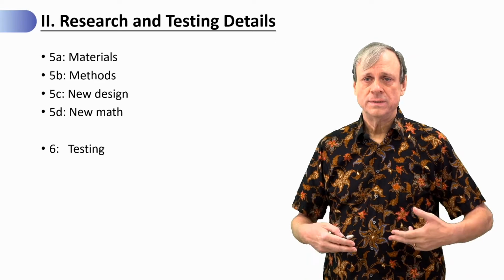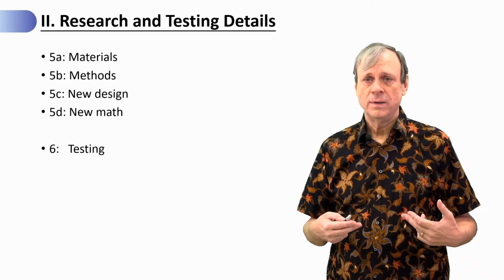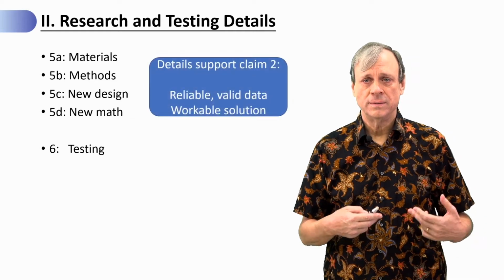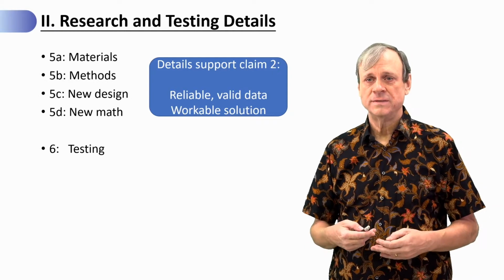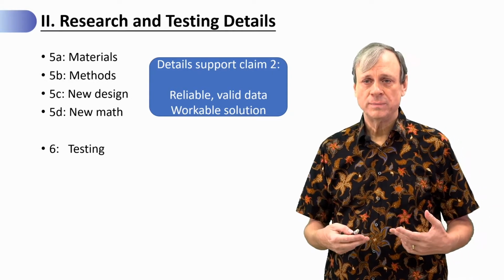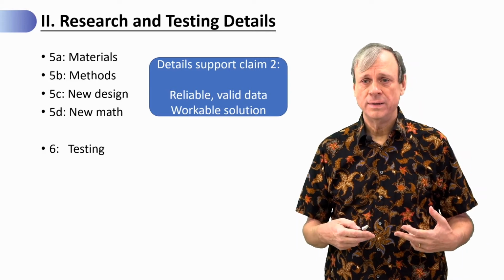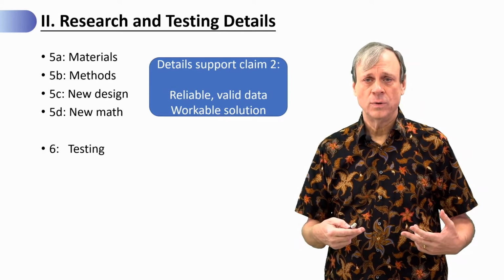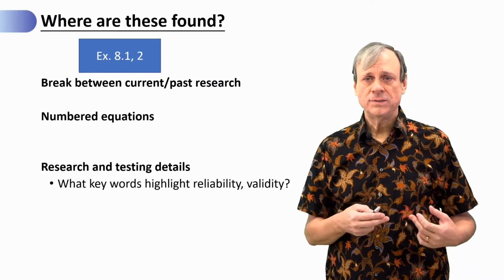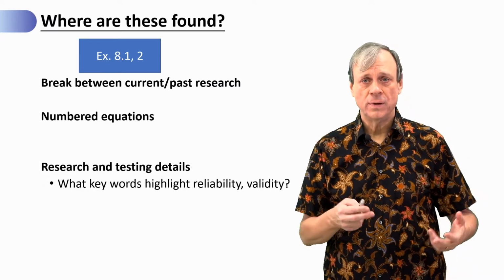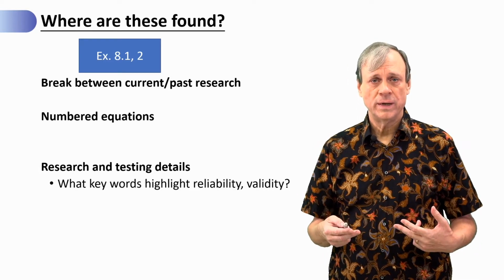And then, of course, the research and testing details, these are found in the process and or the testing division, but they support claim 2. The idea that the data are reliable and valid, and or that you have a workable solution. So where are these found? Exercise 8.1 and 8.2 ask you to find the break between the current research and the numbered equations.